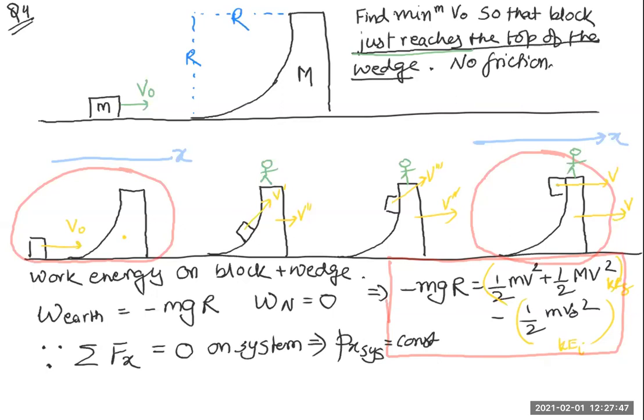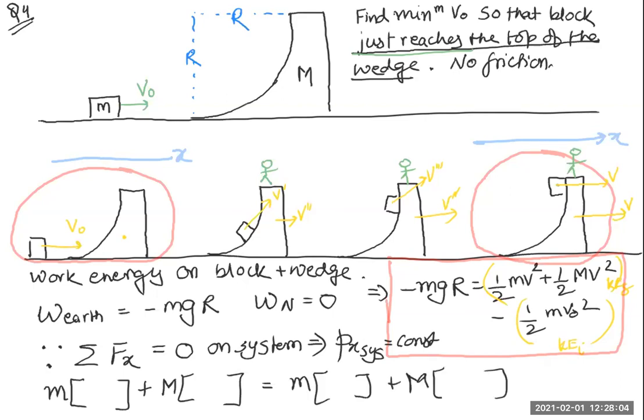So this means that mass of the block, velocity of the block, mass of the wedge, velocity of the wedge. So this is how you are going to apply conservation of linear momentum. Everywhere you find that the law of conservation of momentum is something which is going to give you that one extra equation.